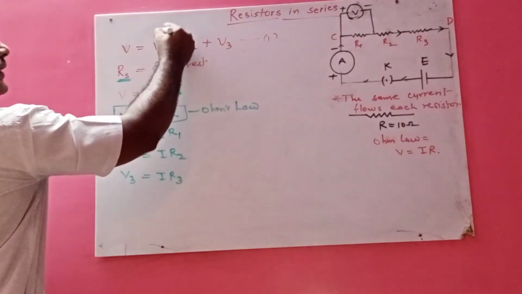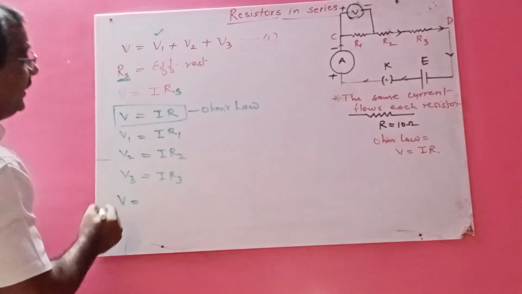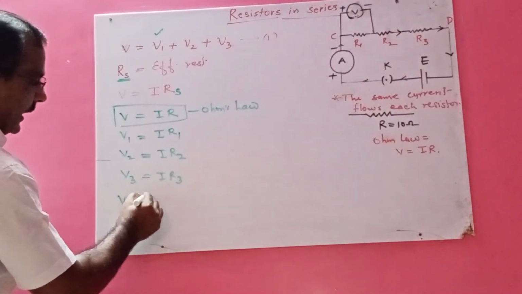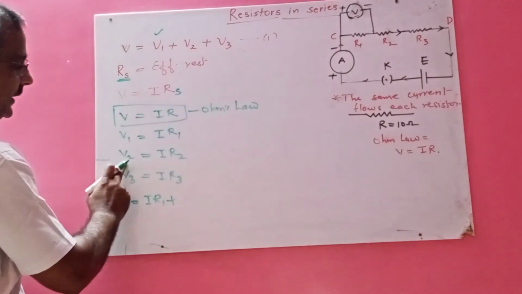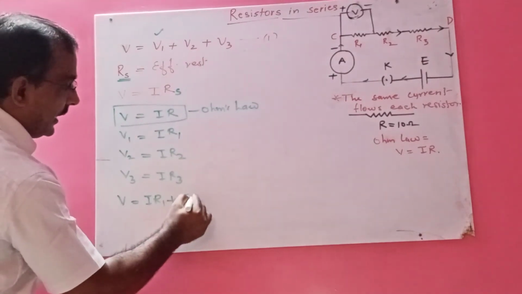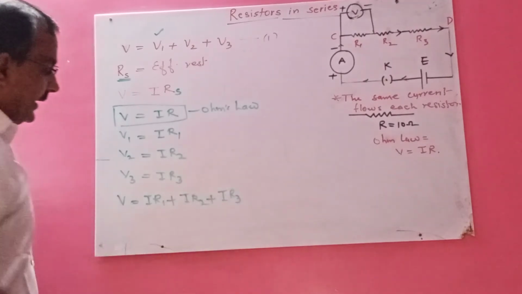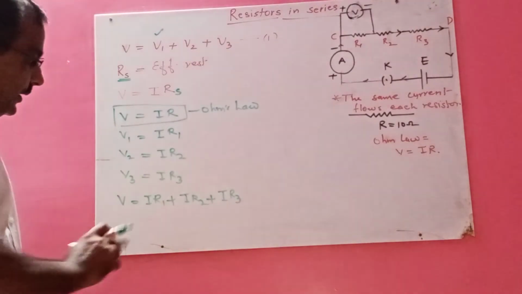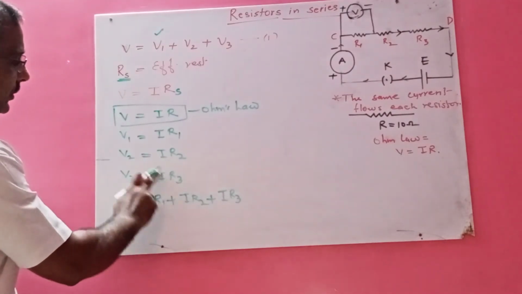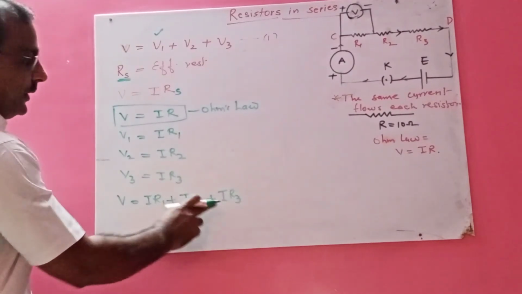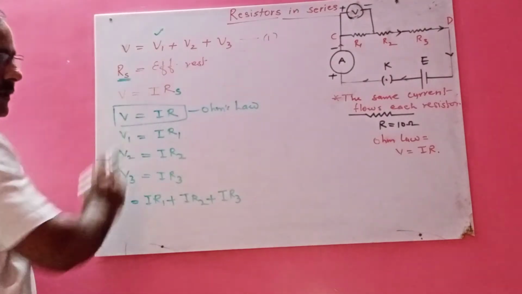Substitute this V1 here. So what is V equal to, children? V1 will be IR1, plus V2, which is IR2, and this is IR3. Got it? This IR1, IR2 and IR3. You have substituted V1, V2, V3 in equation number 1.